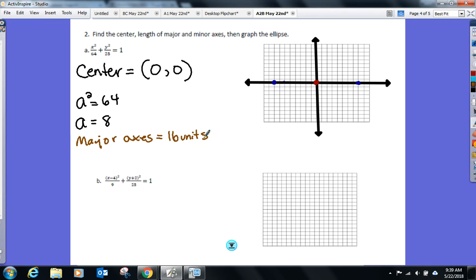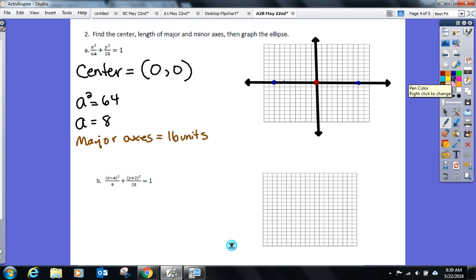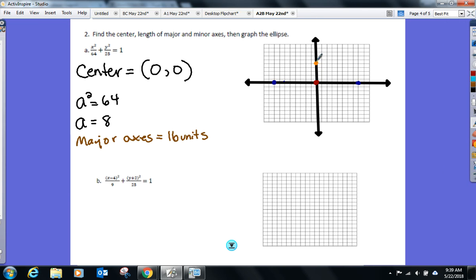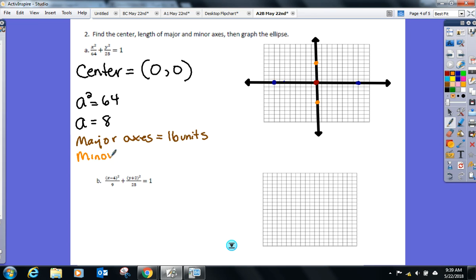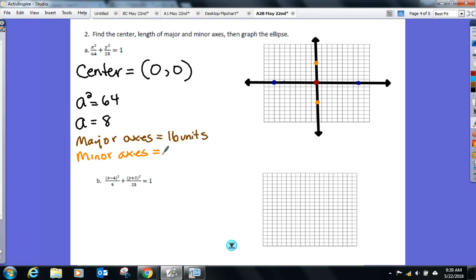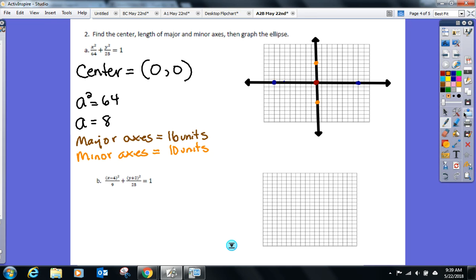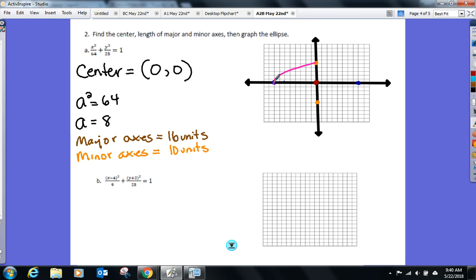All right, what about on the y-axis? How many up and down am I going to go if there's a 25 here? I'm going to go 5 units. 1, 2, 3, 4, 5. So minor axis, you went 5 above and 5 below. How many units will it be? 10 units long, yep. And now you can simply, at the best of your ability, go ahead and graph in your ellipse. Make some curves. We're not going straight lines here.